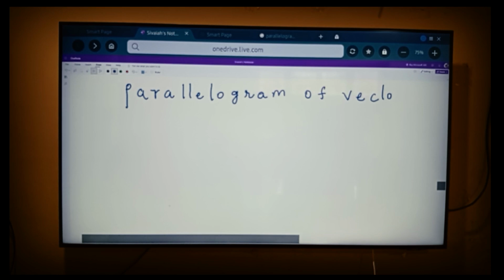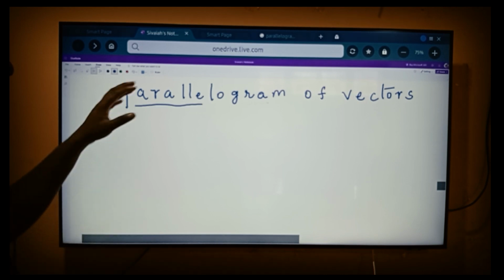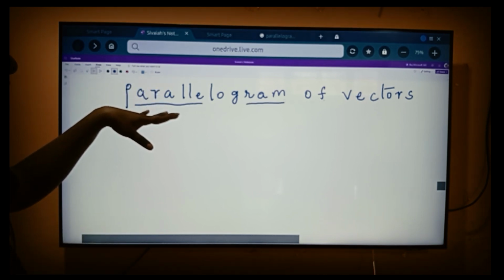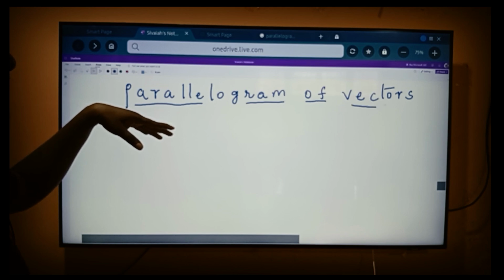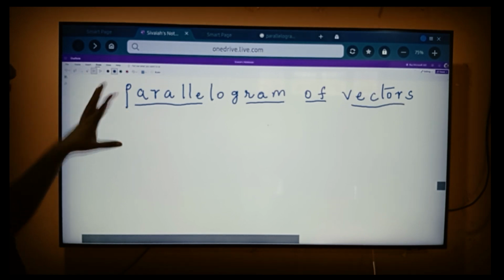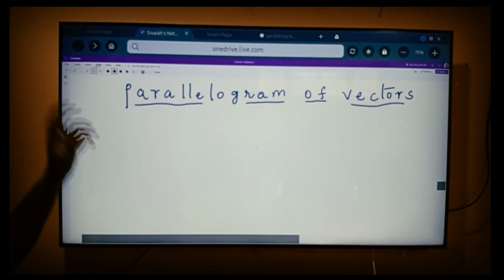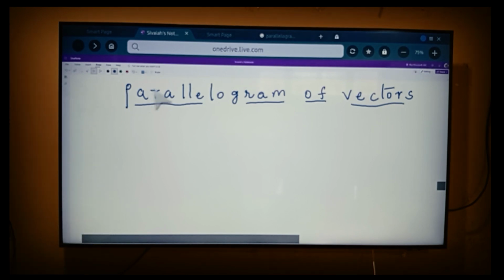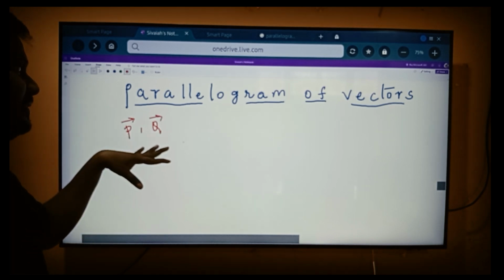Okay, so here you can see now. From the name itself you can understand the parallelogram of vectors. Parallelogram we can consider with two vectors. I am taking two vectors. One is p bar, another one is q bar. These are the two vectors I am considering.